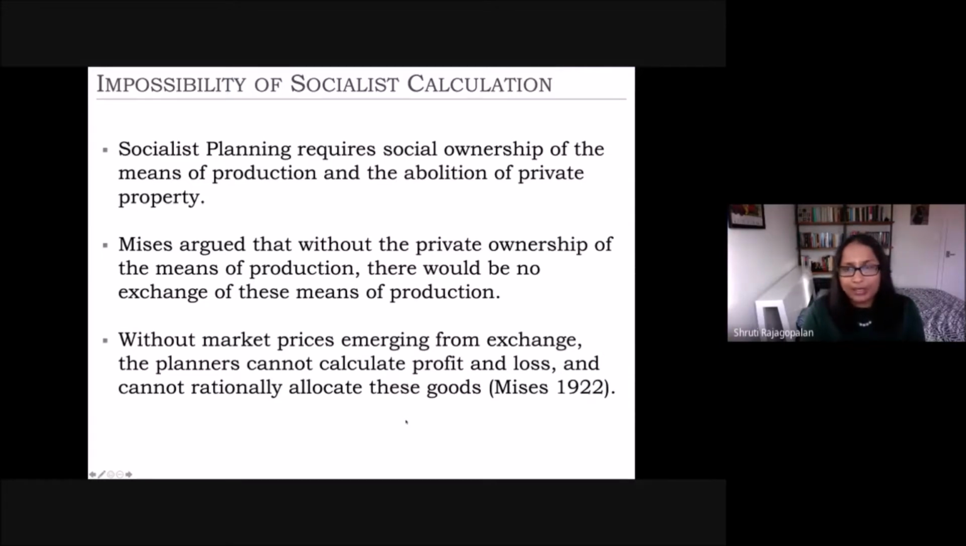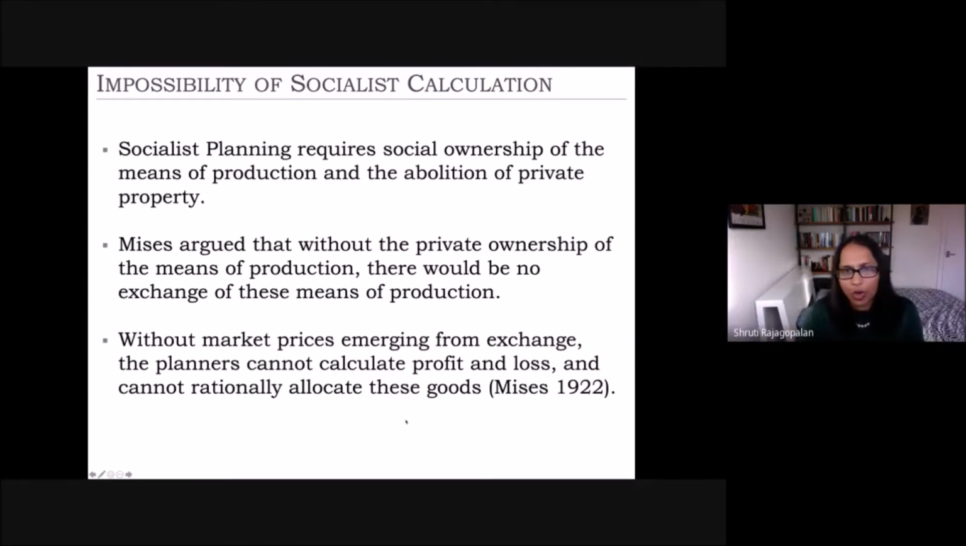If nothing belongs to anyone and no one is incentivized to actually use these means of production to their best interest, none of these values would emerge. Now, the problem is in a socialist system, when you have clamped down on private property and on market prices, whatever emerges from this exchange, when people go to the ration shop and buy bananas or sugar, does not reflect the scarcity value of the goods, which means you can't calculate profit and loss and rationally allocate these goods.